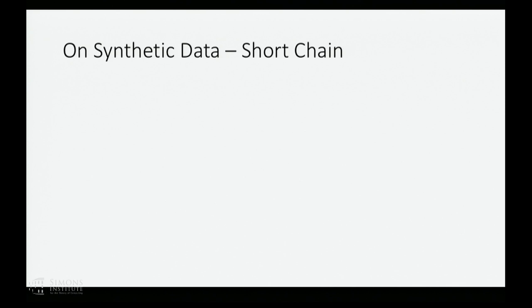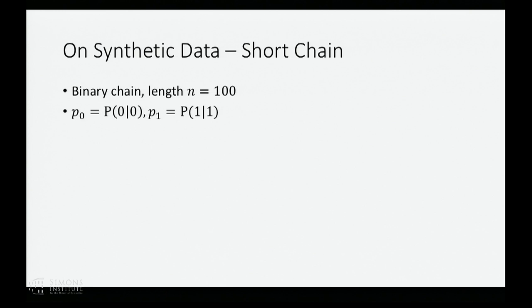The first data we used is some synthetic Markov chain. So here we consider a binary Markov chain. So the state is basically 0 or 1, and the length is 100. We generate the chain in the following way. Suppose we use P0 and P1 to denote the transition probability from 0 to 0 and 1 to 1, so the diagonal entries of our transition matrix.